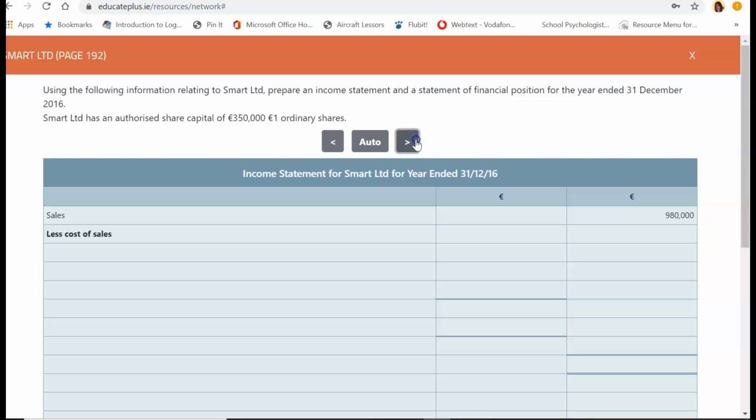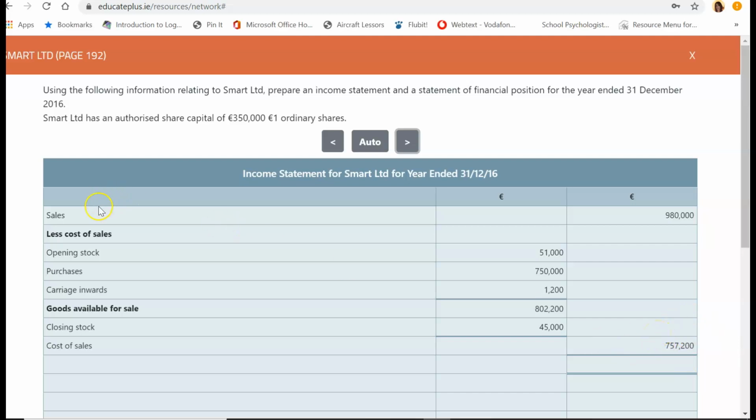Less cost of sales. Starting with our opening stock, our purchases, and the carriage in, add those three figures together to get 802,200. And then from that, you take away your closing stock to get 757,200.